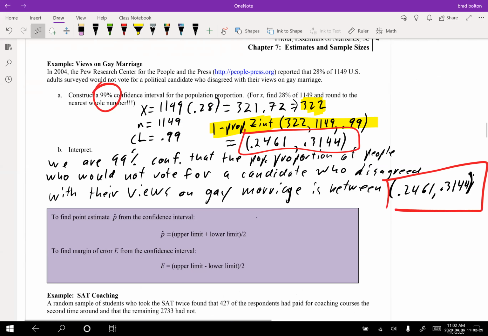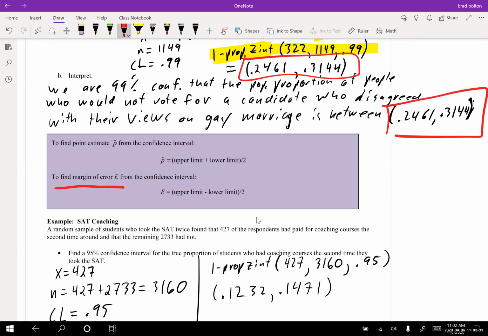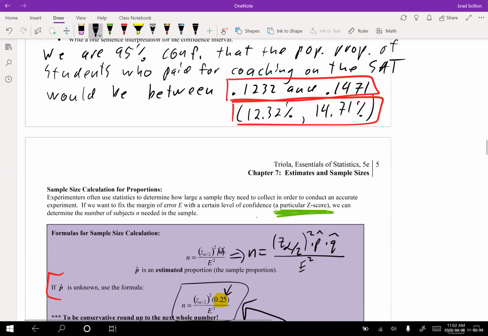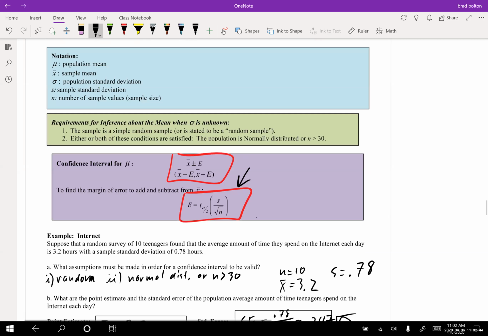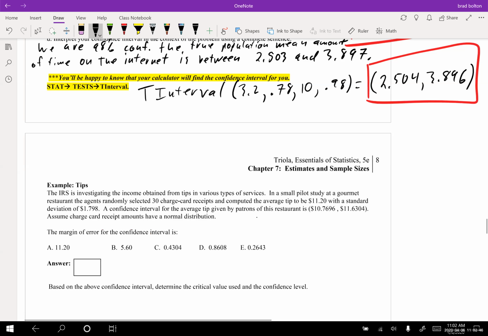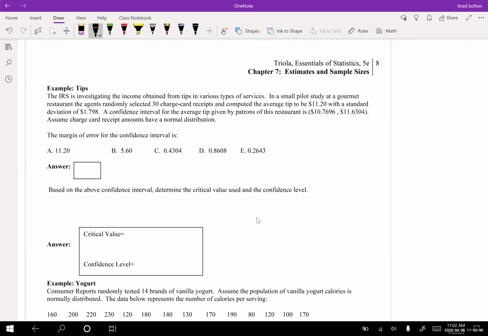So it says right here, the margin of error can be found by doing this. Okay, so upper limit minus lower limit divided by 2. So we're going to go way back here. I knew it was in the notes. I just didn't realize it kind of jumped. Okay, so we're going to do the confidence interval of 11.6304 minus 10.7696, and we're going to divide that by 2.